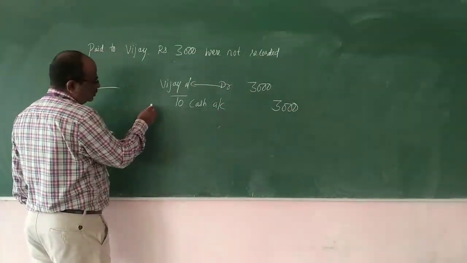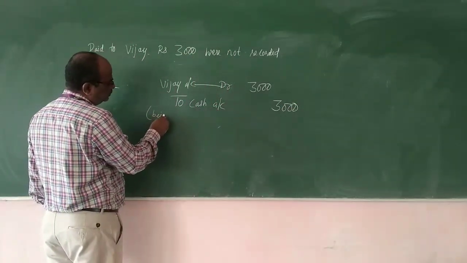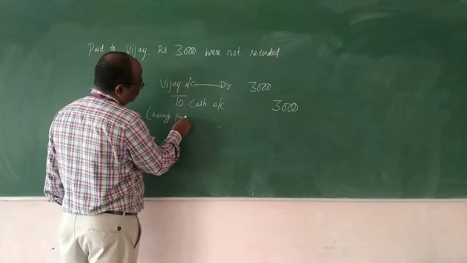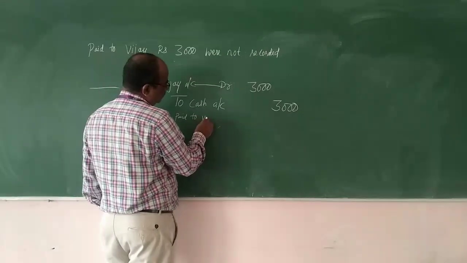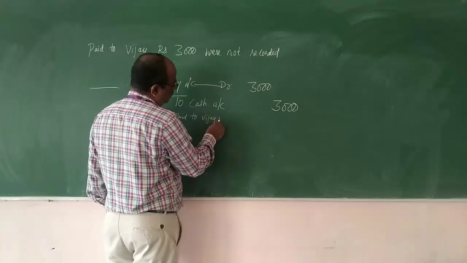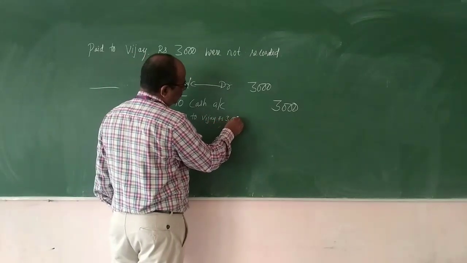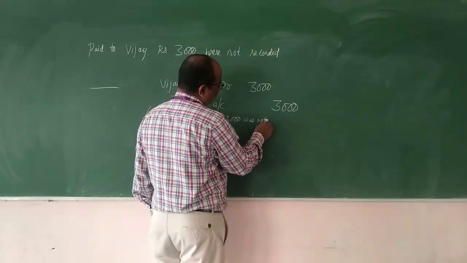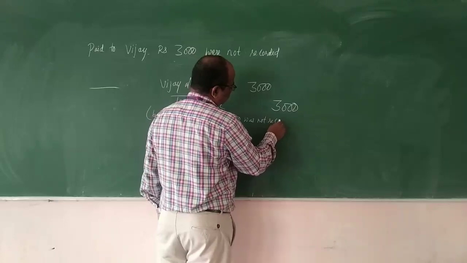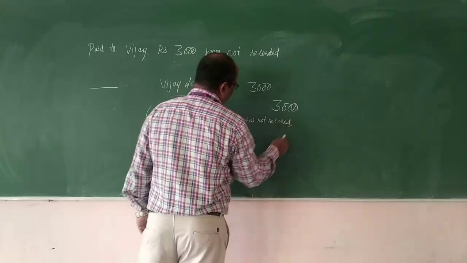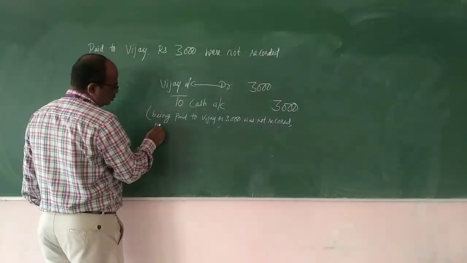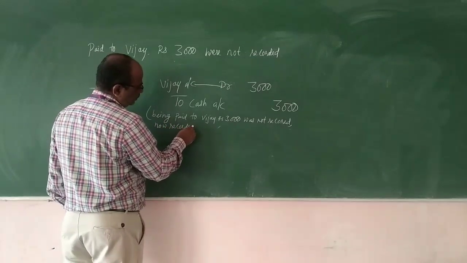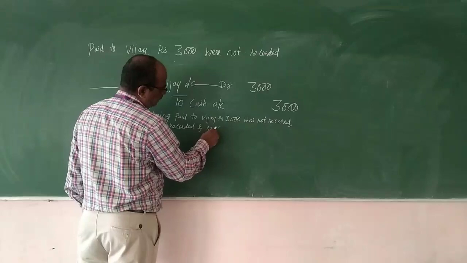If you write this entry, then you will write the narration: being paid to Vijay rupees 3,000 was not recorded, now recorded and rectified.